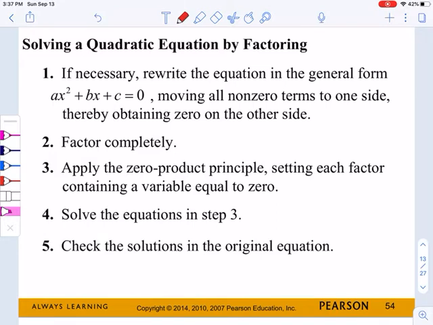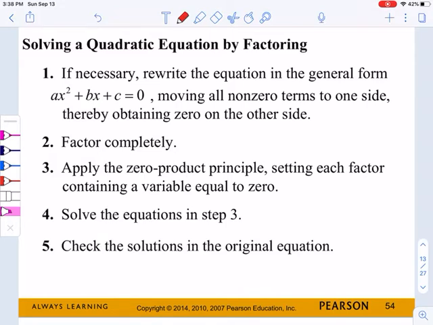Moving all non-zero terms to one side, thereby obtaining 0 on the other side. Step 2, factor, right? What multiplies to make C and the A, that breaks down to add to make the B value, or subtract, whichever operation you end up with. Step 3 says to apply the zero product principle, setting each factor containing a variable equal to 0, just like we did with those ugly fractions when we had to break them down into our factors. We set each of those pieces equal to 0 to find the exclusions from the denominator.